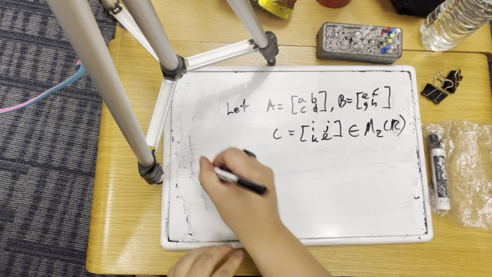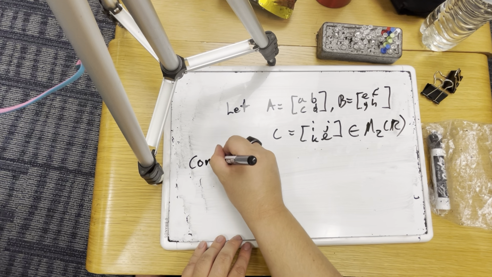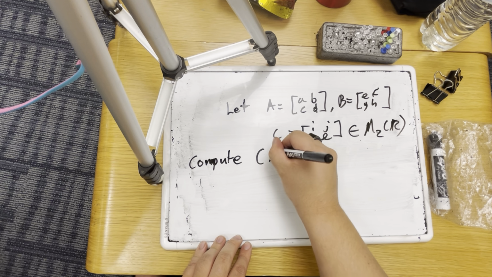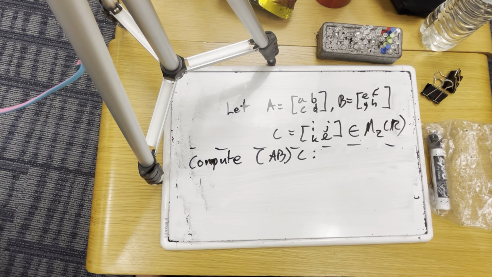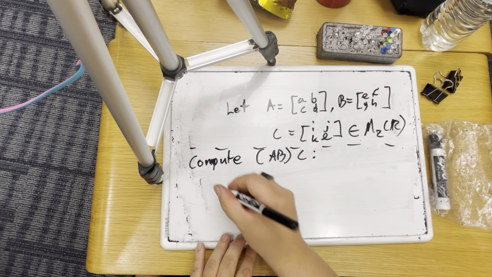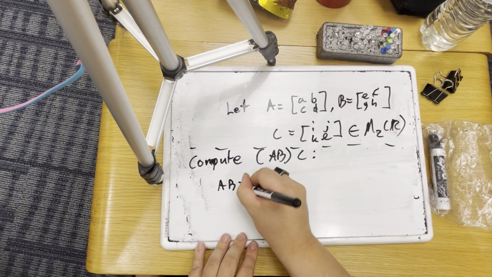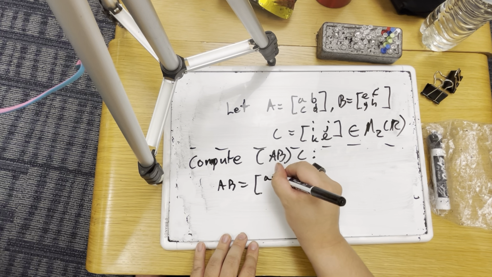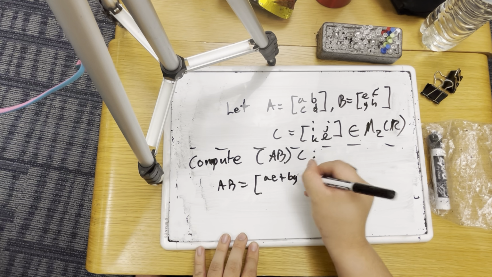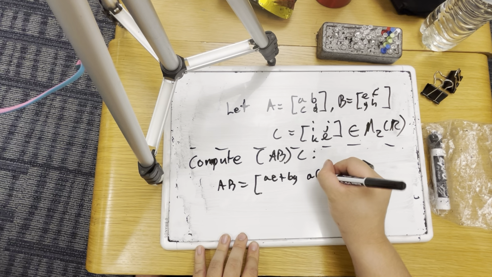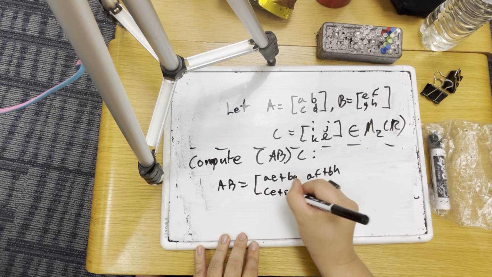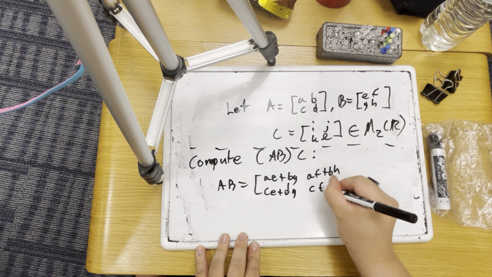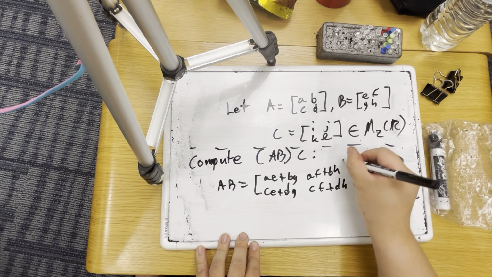Now, compute (AB)C. Well, what do we have for AB? For AB, by standard matrix multiplication, we get ae plus bg. Then we get af plus bh. Then we get ce plus dg. Then we get cf plus dh. Right?